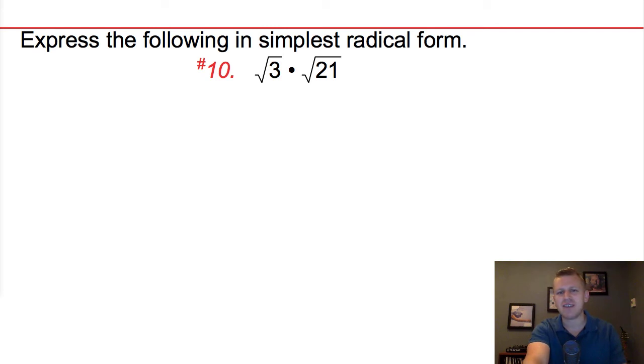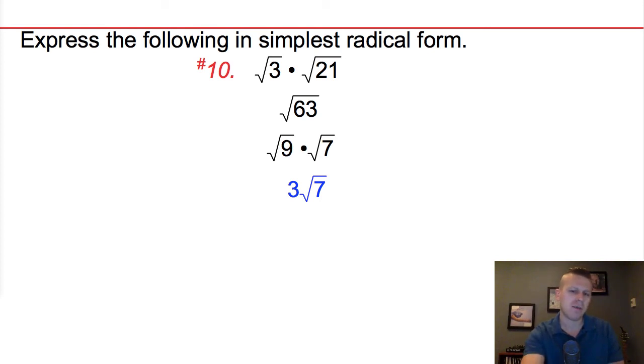Let's try another one. See if you can solve number 10. So to solve this, multiply the two radicands. 3 times 21 is 63. Now look for the largest perfect square that goes into 63. The largest perfect square that goes into 63 is 9. 9 times 7. Finally, just simplify the perfect square. The square root of 9 is just 3. The solution to this one is 3 radical 7.